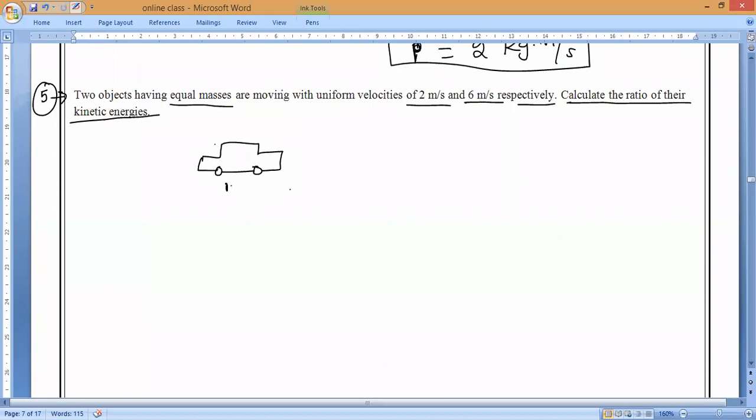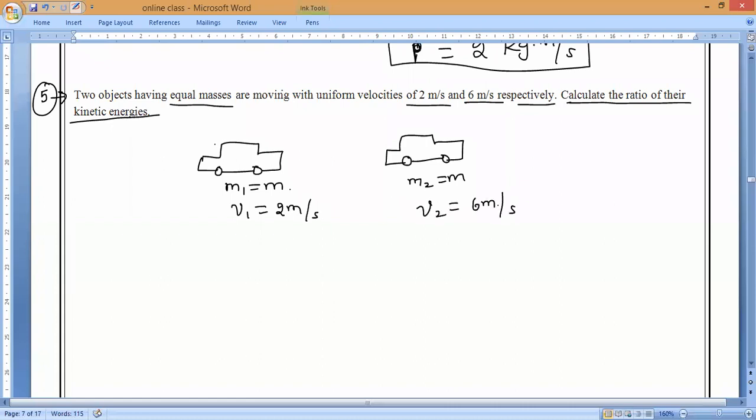So you can take here M1 is equal to M, and this is also another car having M2 is equal to M only. Now velocity: V1 is equal to 2 meter per second, and V2 is equal to 6 meter per second. Making a diagram will always improve your confidence. KE1 and KE2.